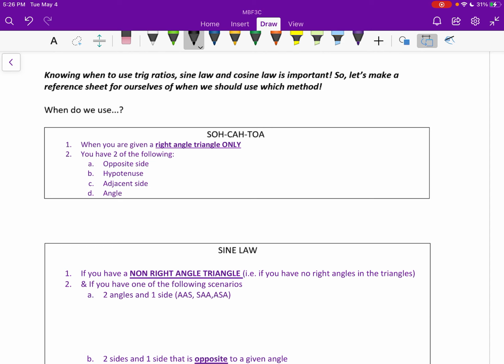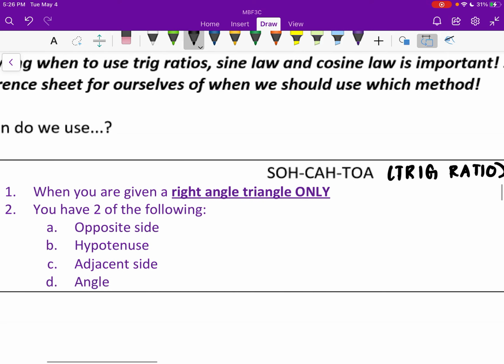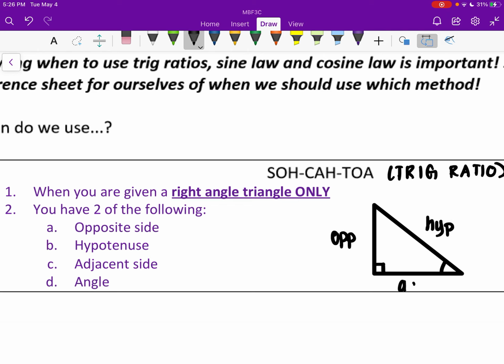So when do you use SOHCAHTOA or trig ratios? You use SOHCAHTOA when you're given a right angle triangle only. So your triangle needs to have a right angle in it somewhere, and you're given two of the following. You're given the opposite side of the angle, the hypotenuse, or the adjacent side, or you're given the angle itself and either the adjacent, opposite, or hypotenuse. You just need two of the following in order to solve for the other one, okay?